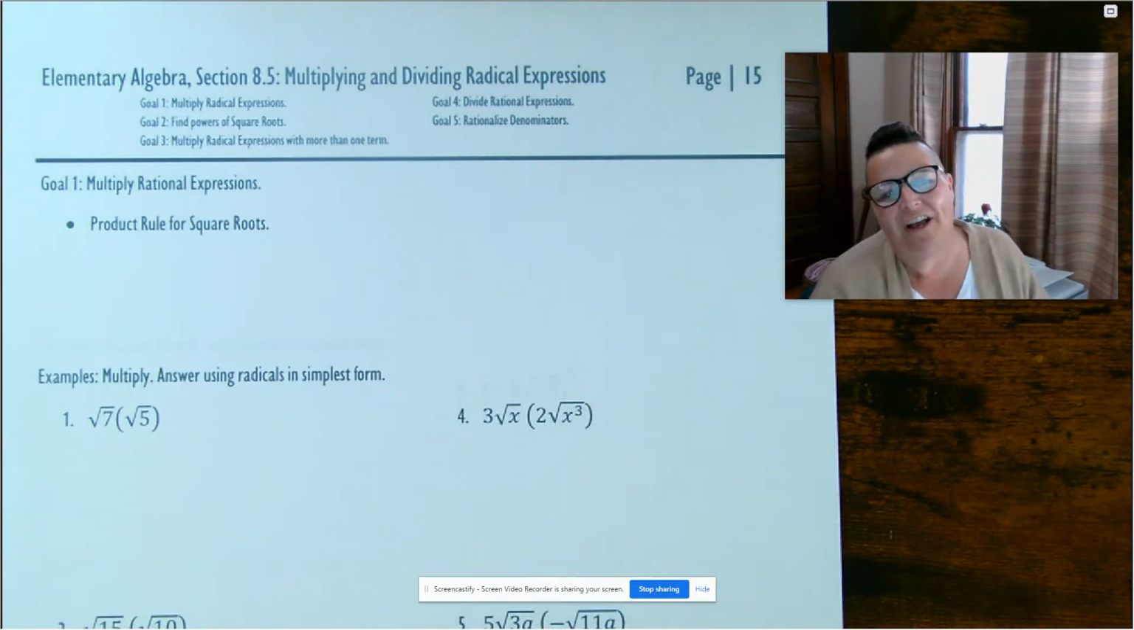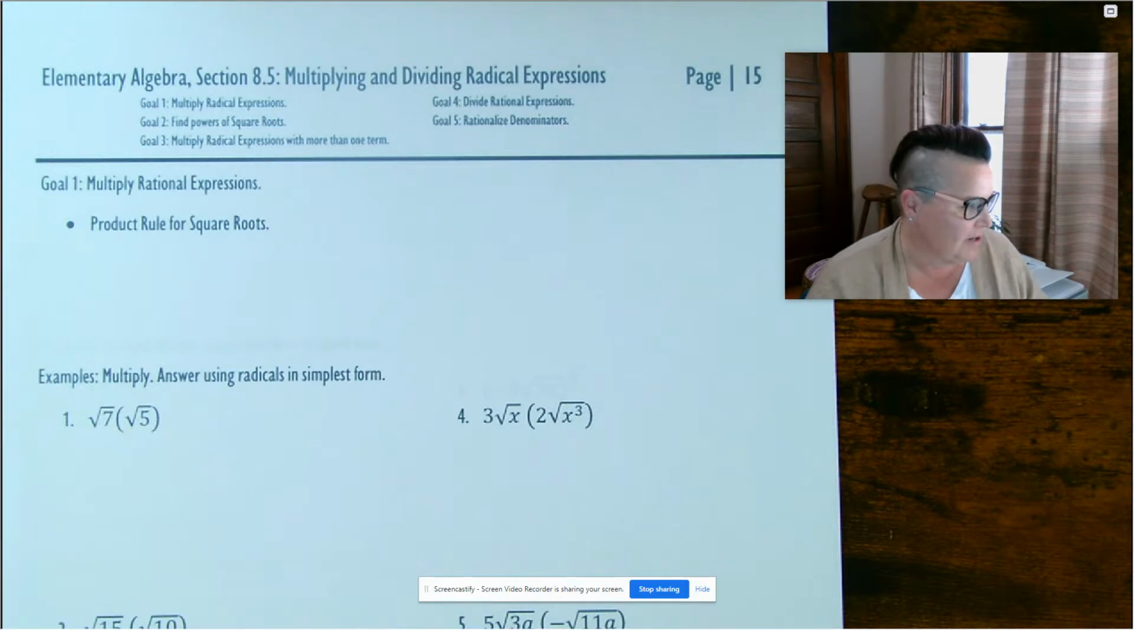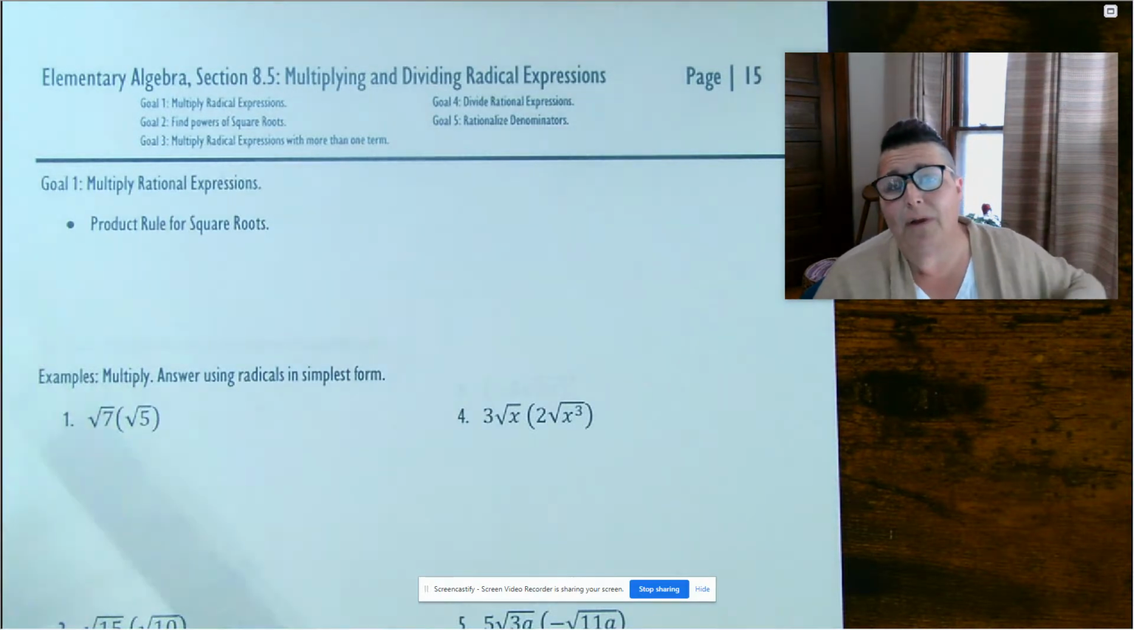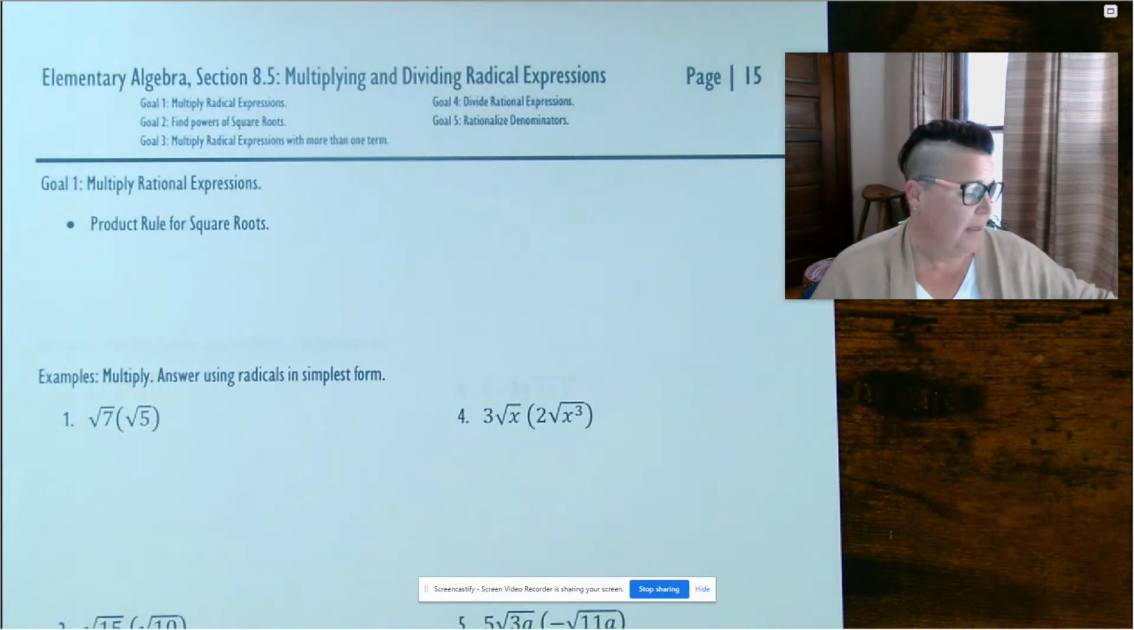We are here today to talk about section 8.5, which is where we're going to multiply and divide some radical expressions. These are expressions with roots. We've talked about the different radical and radicand, etc. And we're going to do a little bit of operations with them. So we're going to start with the product rule for square roots.